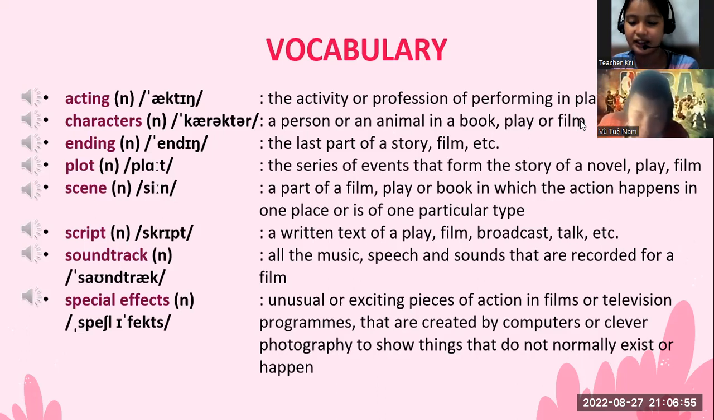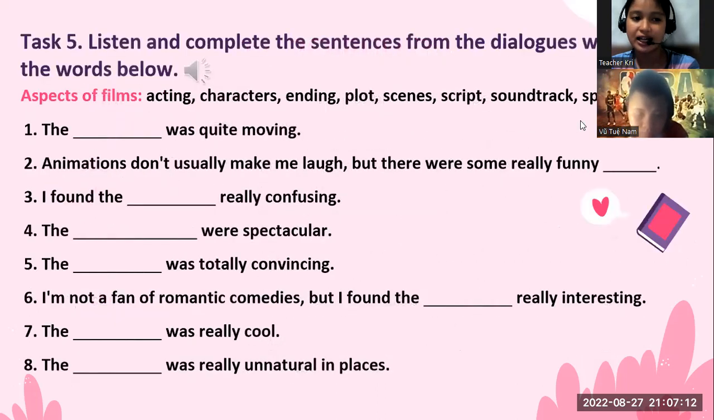All right. So those are the following vocabulary words. Now this time, do you have any questions about these vocabulary words? No, sir. I don't have any question. All right. So since you didn't have any question, let's move on to task number 5. So for task number 5, let's listen to the audio and then complete the sentences from the dialogues with the words below. Okay, so the words that you are going to put on the blanks are the aspects of films. Now let's read the words.